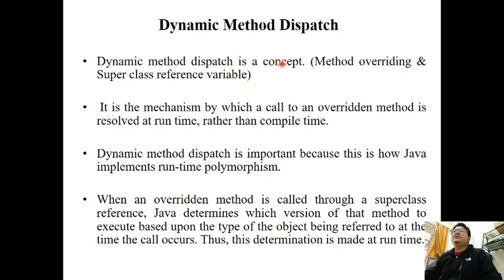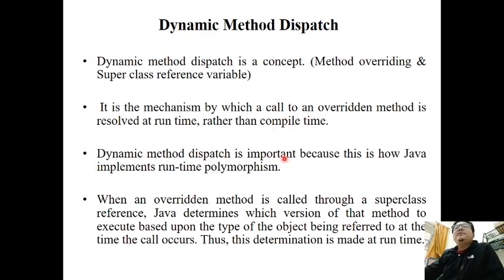Dynamic method dispatch is a concept which uses method overriding and a superclass reference variable to implement runtime polymorphism, that is, to call an overridden method at runtime rather than at compile time. It is a mechanism by which a call to an overridden method is resolved at runtime. So this statement itself can also be called runtime polymorphism, rather than compile time.